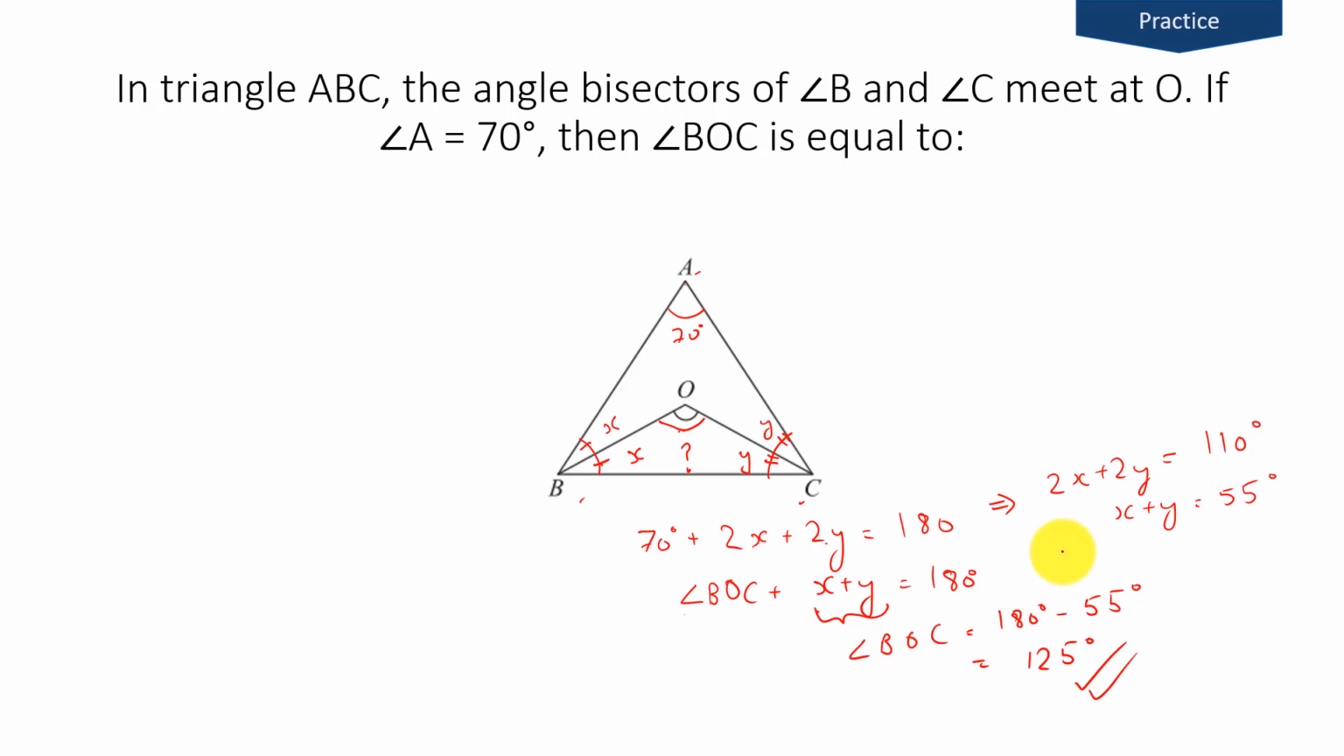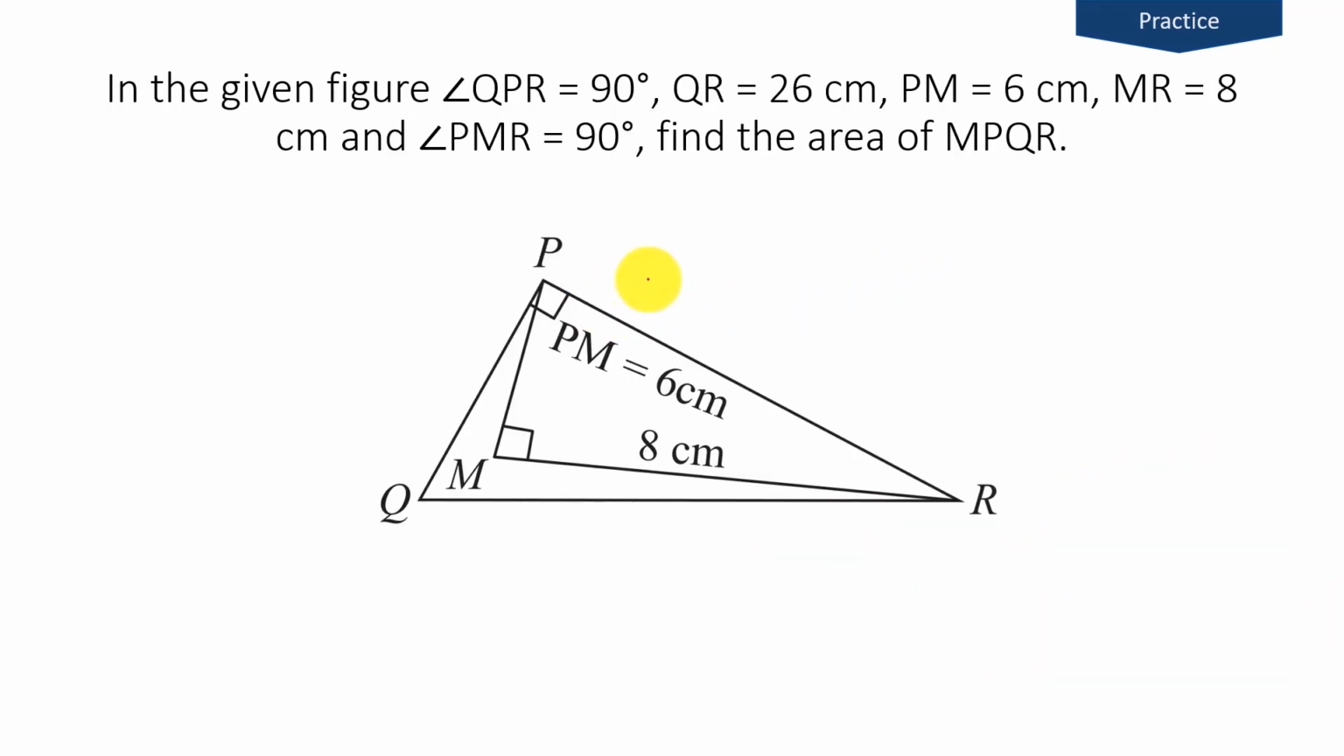In this question, angle QPR is 90 degrees. That means triangle QPR is a right angle triangle. QR is equal to 26 centimeter. PM is equal to 6 centimeter. So this line is 6. MR is 8 centimeters. Angle PMR is 90 degrees.